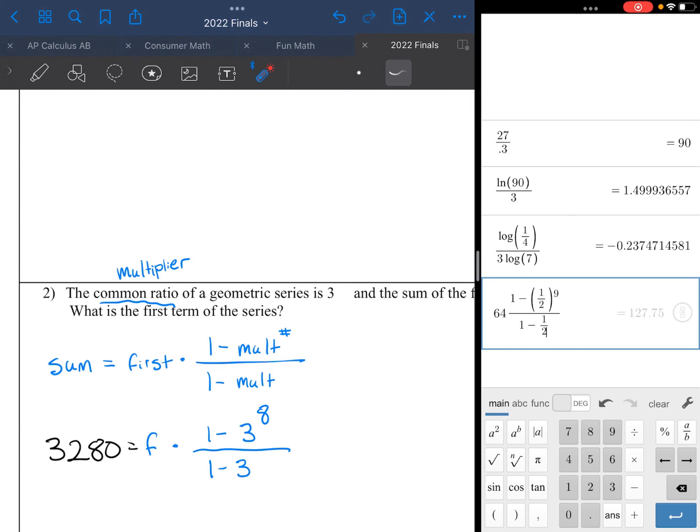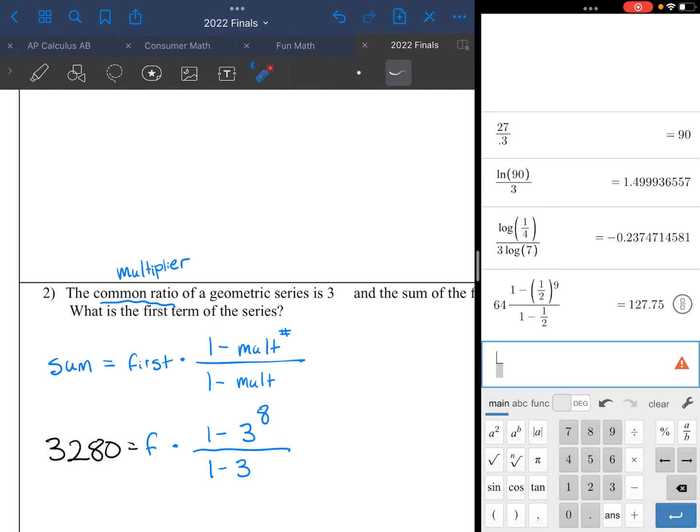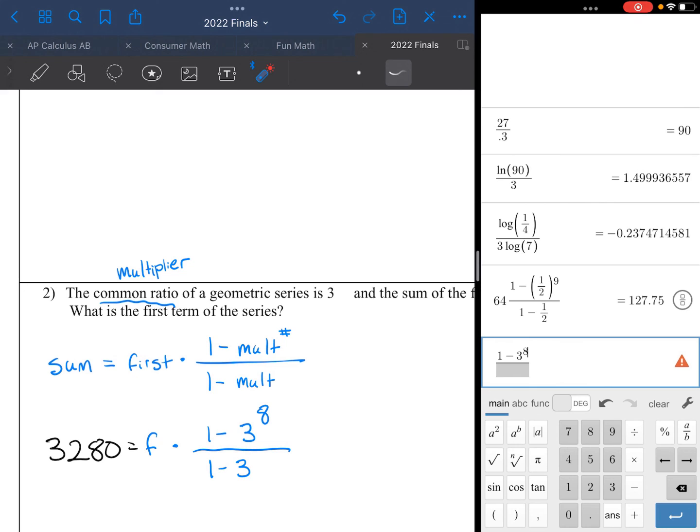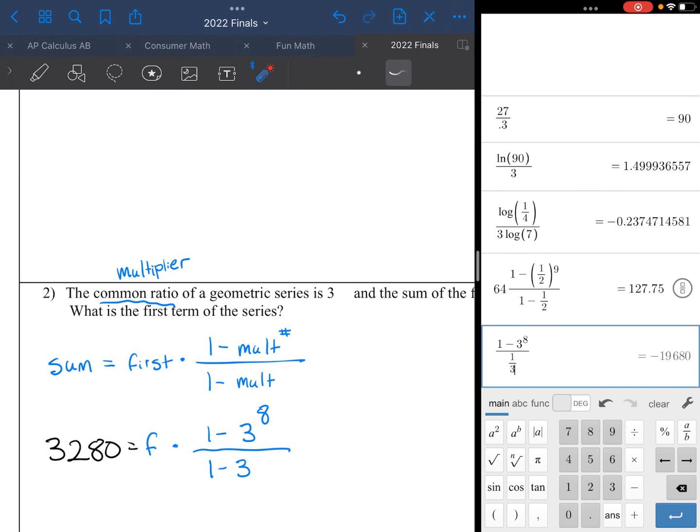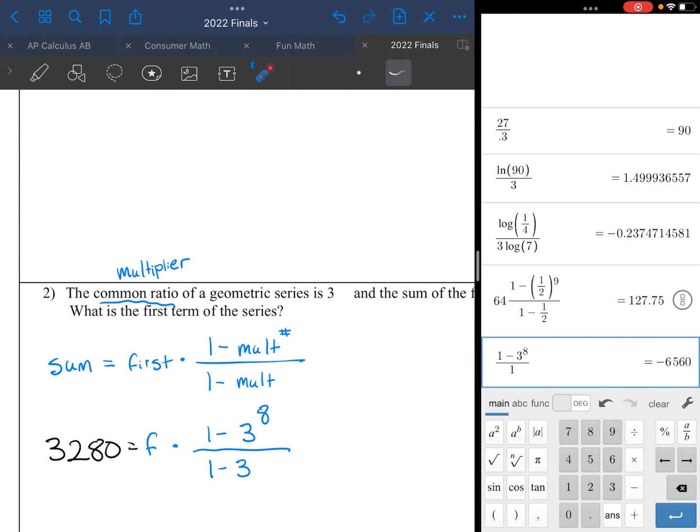What happened over here? So come down here, I have a fraction, and it's going to be 1 minus 3 to the power of 8, all divided by 1 minus 3. Oh, I did 1 divided by 3. 1 minus 3. Cool, it's 3,280. Wow, okay, well that was nice.